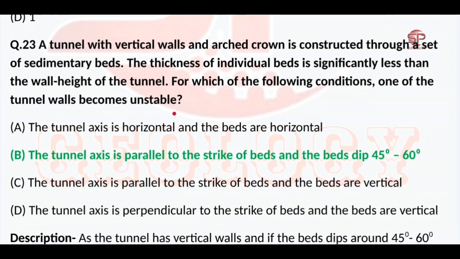When it comes to a tunnel with vertical wall, the crown is constructed through a set of sedimentary beds. The thickness of individual bed is significantly less than the wall height of the tunnel. Following which condition would one of the tunnel walls become unstable? Tunnel axis horizontal and the beds are horizontal.